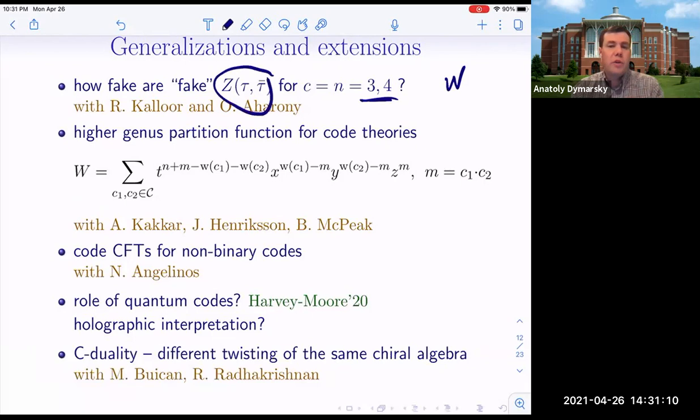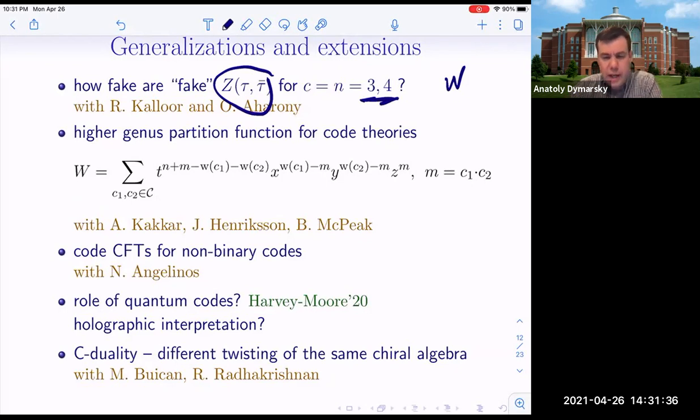So this is already a very difficult problem, to show that there is no Narain theory which gives you this particular Z. But I'm optimistic that we will be able to work it out. And the next step would be to understand if there are perhaps other non-chiral CFTs with central charge 3 or central charge 4, which may or may not give you this particular partition function. This is one direction.